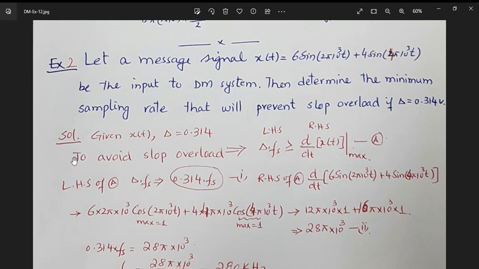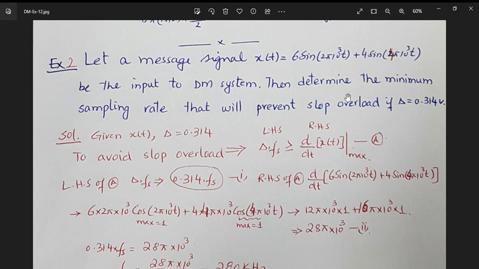And we already know that to avoid the slope overload condition, delta fs should be greater than the slope. Usually, if the signal is given in terms of a function, then we better use this formula, because x(t) is given in terms of a function. So we use delta multiplied by sampling rate, which is greater than or equal to the maximum value of d by dt of the function x(t), if you take the derivative and then the maximum of that. So this is the left hand side and that is the right hand side.